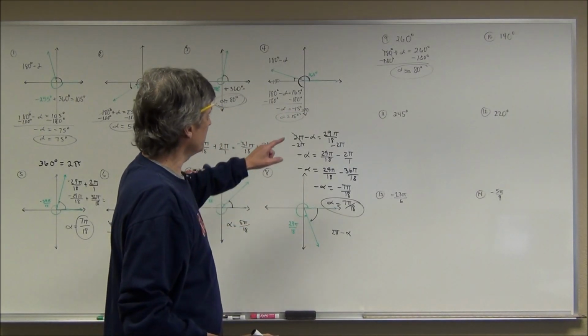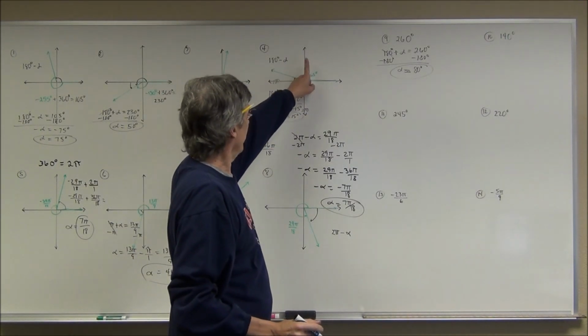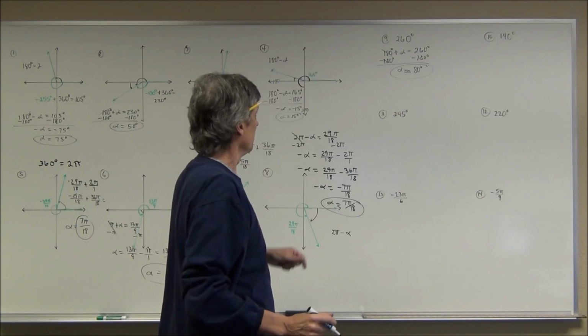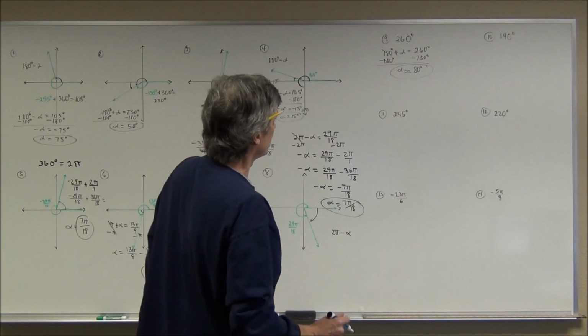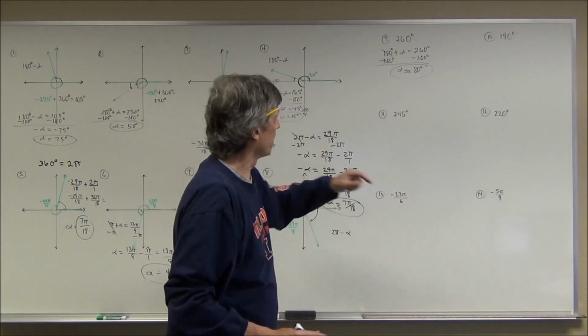You just recognize, knowing all your quadrantals: 90, 180, 270, 360. Pi over 2, pi, 3 pi over 2, 2 pi in radians, which I'm going to have to do down here.